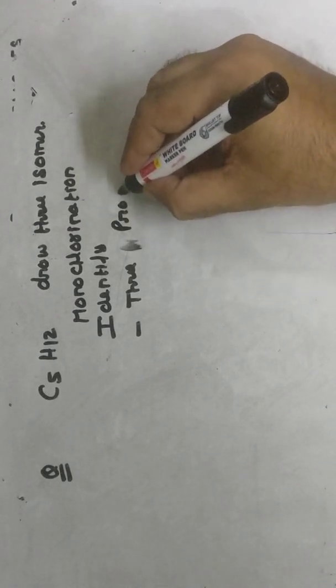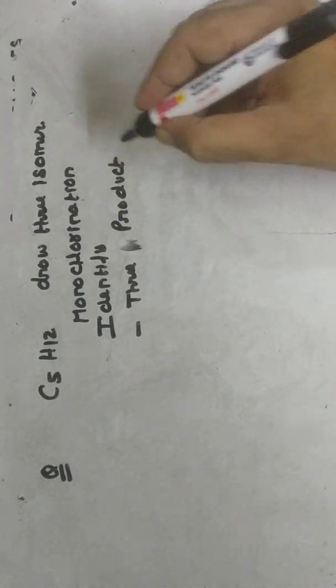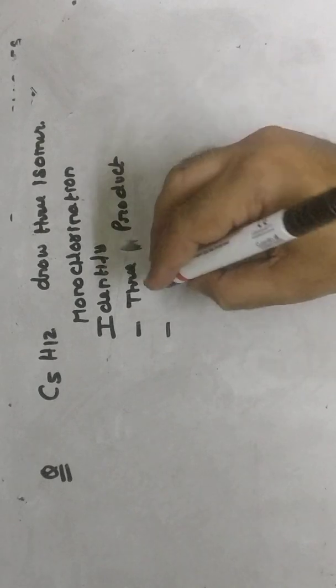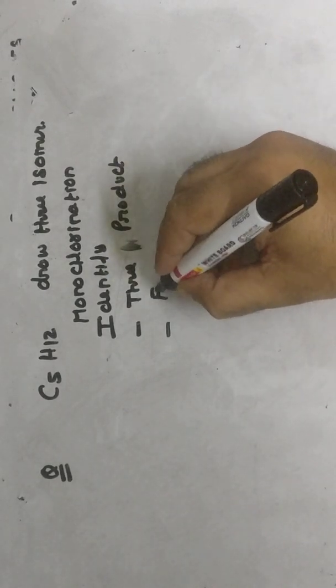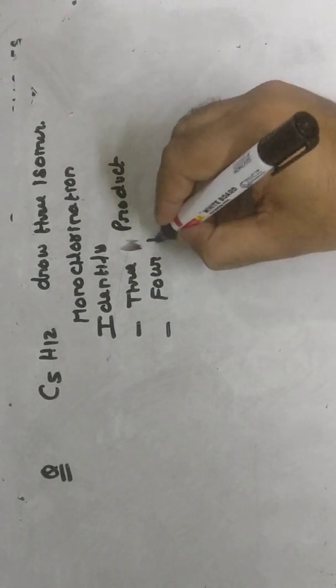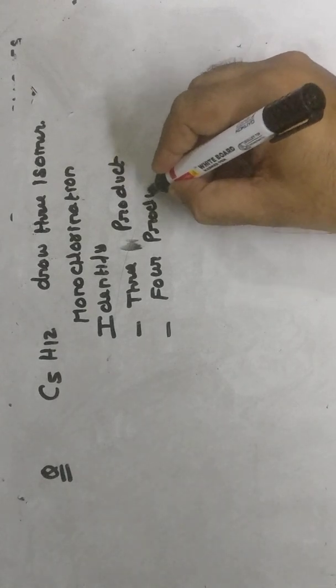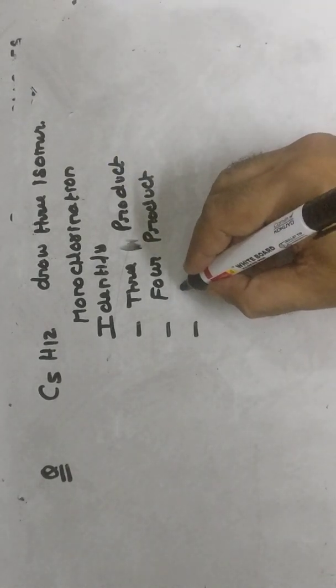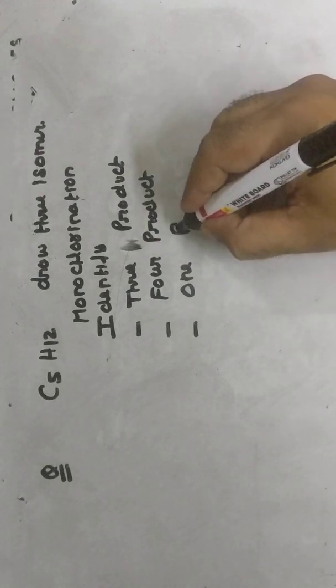What is monochlorination? Reacting with chlorine one time. What would be dichlorination? Reacting with chlorine 2 times. Then we have to identify that isomer which is going to give you 4 possible products. And then we have to identify that isomer which is going to give you only 1 product.